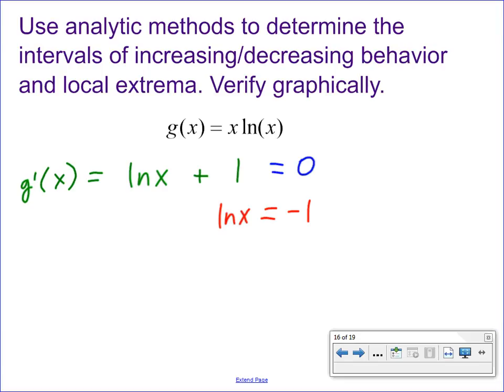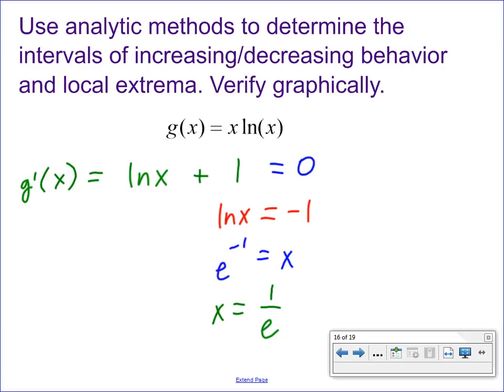I thought we just said that we couldn't have negative inputs in the natural log function. Well, we can't have negative inputs, but this is a negative output. Does the natural log function produce any negative outputs? Certainly. It's beneath the x-axis everywhere in between 0 and 1. And so we exponentiate to solve and get base to the exponent equals input. This happens when e to the -1 equals x, or x equals 1 over e.